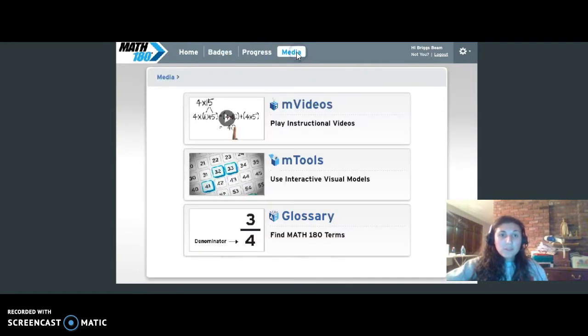If you go to the last one, the media, you can see all the videos and rewatch them if you're not understanding. You can see the MTools, that's the manipulatives and visual models that they get to use. And then glossary, you have the vocabulary terms. You can see I'm already running high on time.